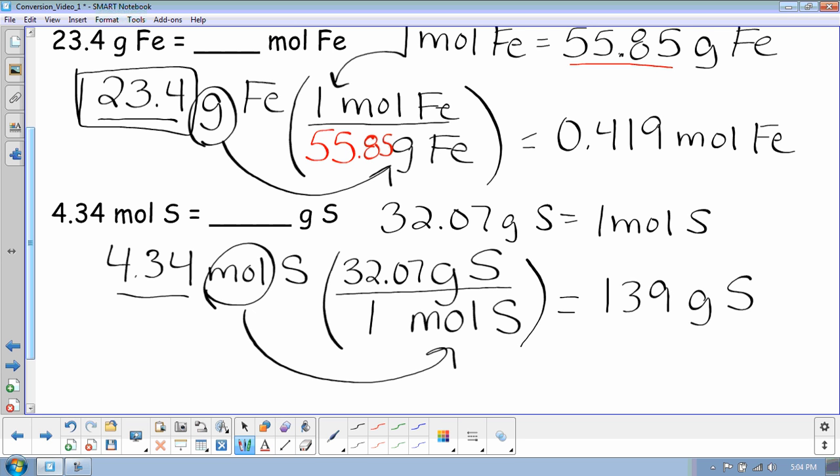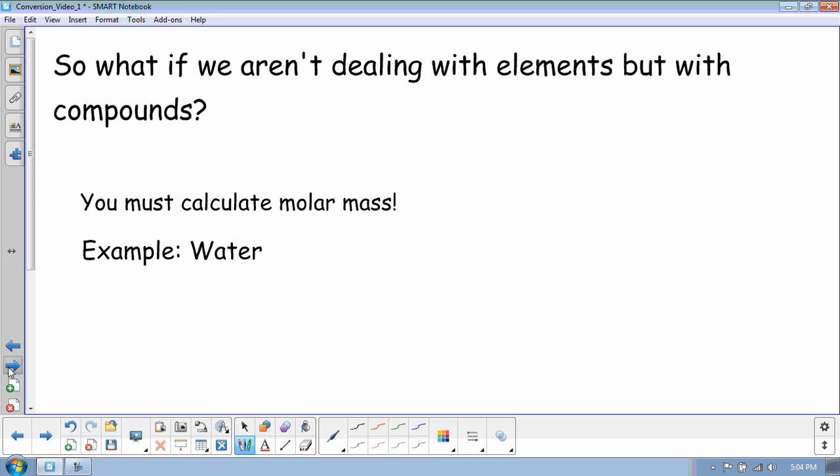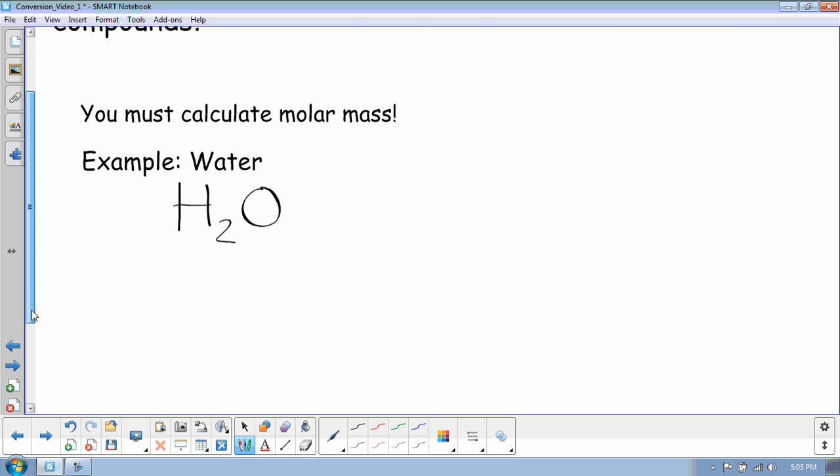And when we were talking about going from atoms and molecules to moles, it didn't matter what element it was. And it didn't matter whether it was a compound or an atom. In this case, it is going to matter whether it's a compound or an element because water cannot be found on the periodic table. However, water, H2O, has elements that make it up, and those elements can be found on the periodic table. So if we want to figure out how many grams are in 1 mole of water, I have to add up all of the masses of the individual elements.